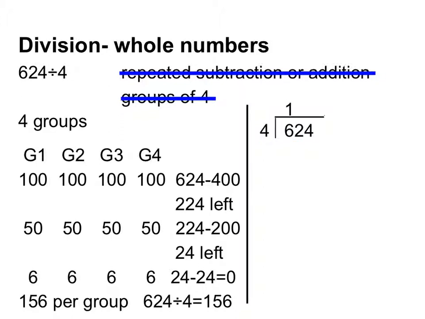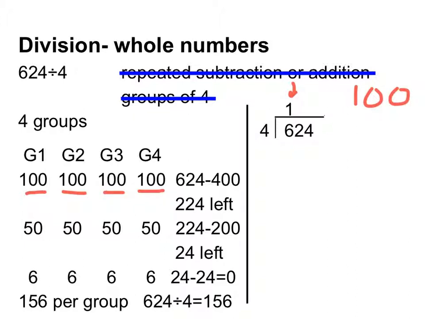But that's not really just a 1. If you pay attention to where that's being placed, notice the 1 is placed on top of the 6. So that 1 is not really a 1. That 1 is actually 100. Look over here. That's exactly what I did. I passed out 100 to every group. Okay, back to our algorithm.